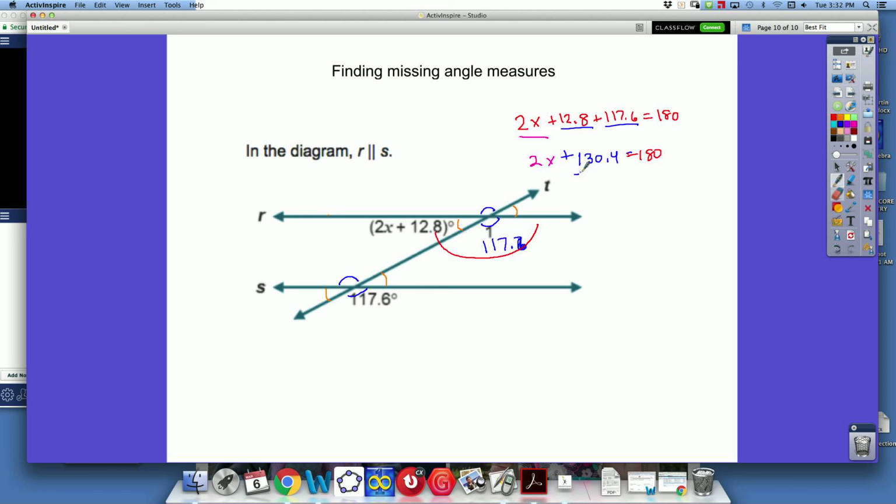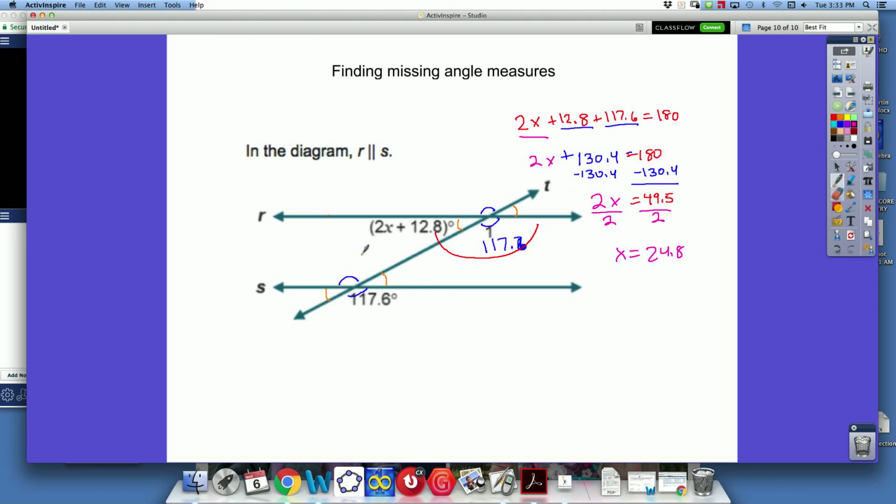Now we subtract the 130.4 from both sides. That gives us 49.6 equals 2x. Divide both sides by 2, and that gives you x is equal to 24.8.